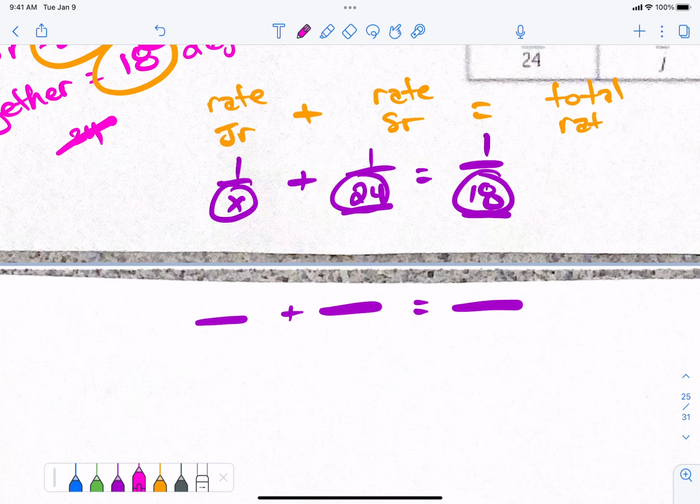No. The next number up from 24 would be 48. Does 18 go into 48? No. The next number up from 48 would be 72. Does 18 go into 72? Yes, so that's my number, okay? So I just do multiples of the bigger number.